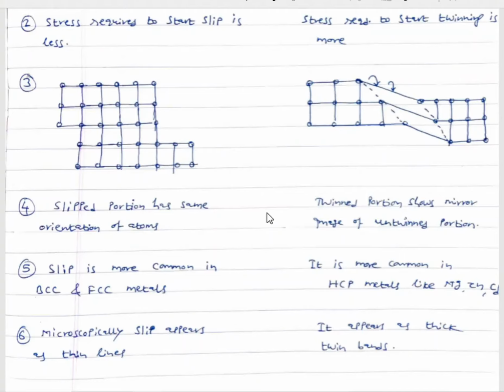Last point: microscopically, slip appears as thin lines, while if the plastic deformation has taken place by twinning, then when you observe the material under a microscope, it appears as thick twin bands. So in this way, you can identify whether in the material the plastic deformation has taken place by the mode of either slip or twinning.